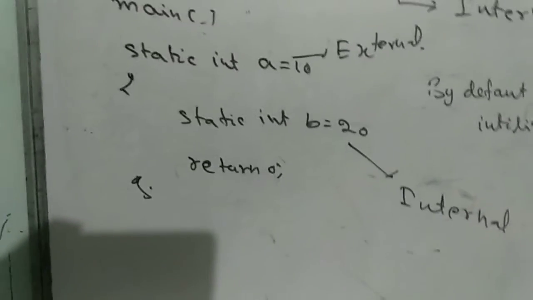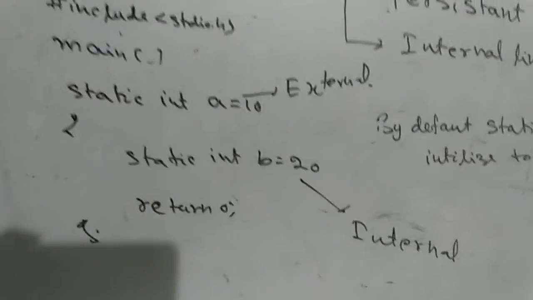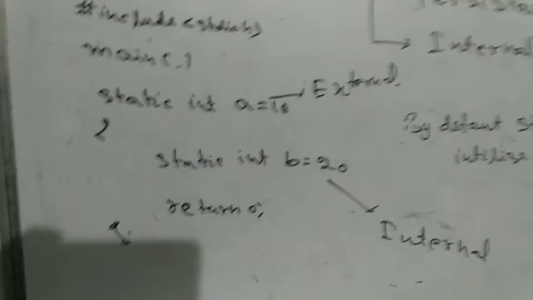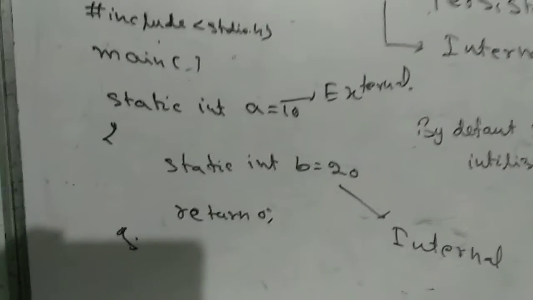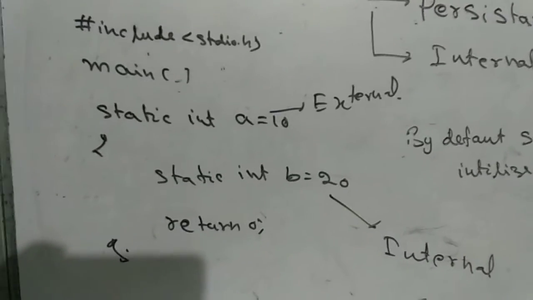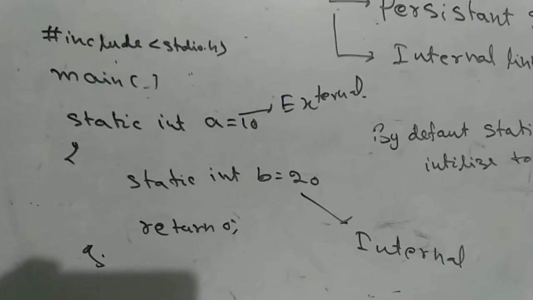Static variables are generally stored in the RAM data section. They will not be stored in the stack. In coming videos, I will show in detail where static variables and local variables are stored, in which section and in which memory.